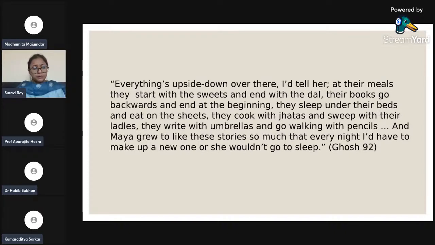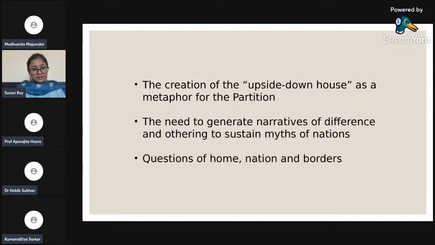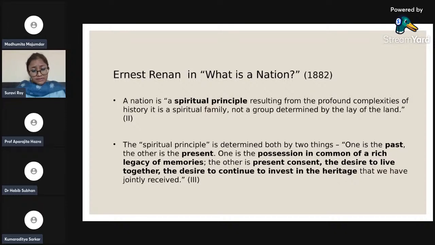So for example, if you look at Ernest Renan, What Is a Nation? He categorically goes through different categories, for example, race, language, religion, geographical territory. And he dismisses all of these as the factors that bring a group of people together to form a nation. Instead, he comes up with a less tangible idea, the spiritual principle.